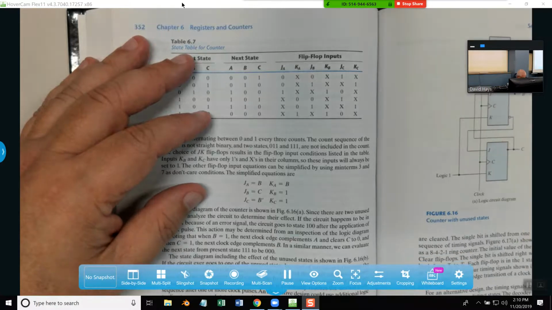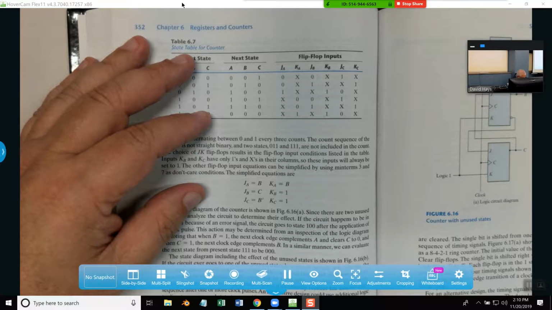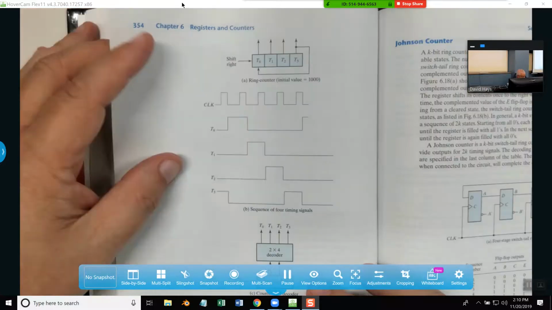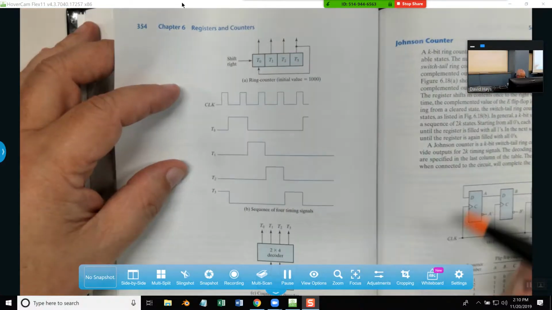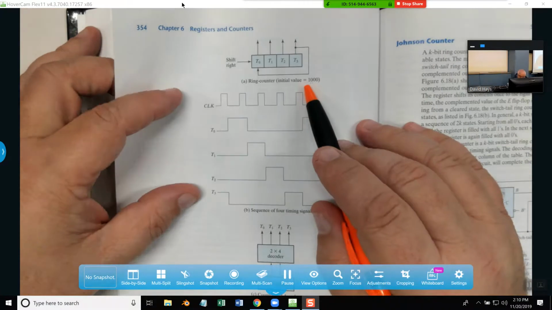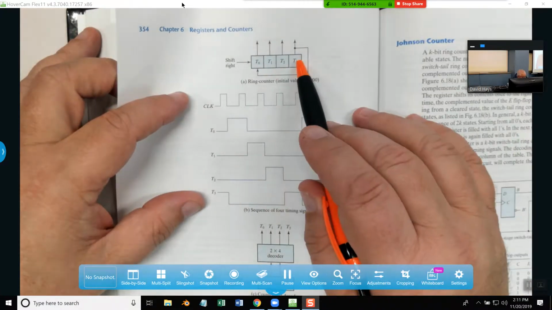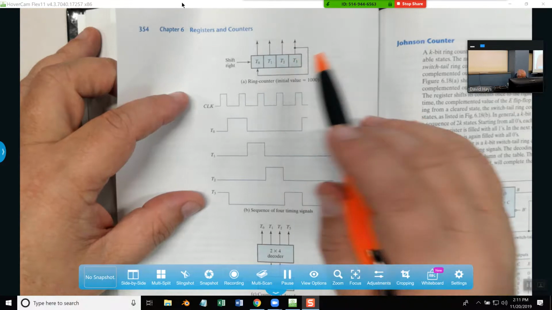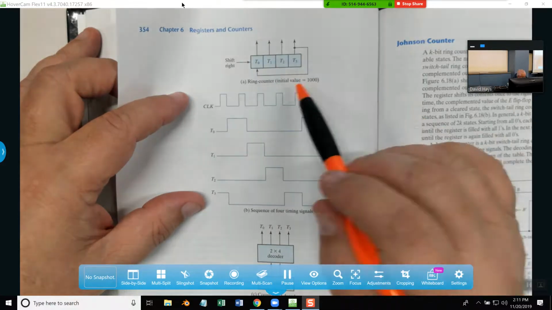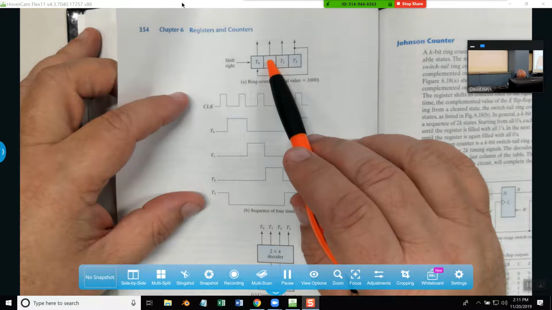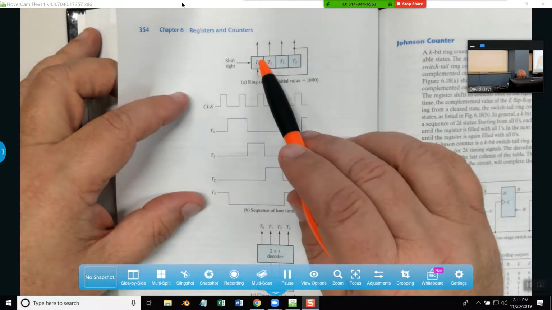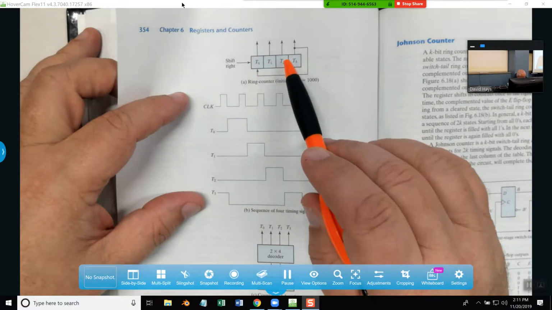Now, if the initial value is 1000, then when I shift it right, this would become a 0100, and this would become a 0. Shift it again, and this is a 1000 again, and that's just seeing the loop here, with the ring counter.